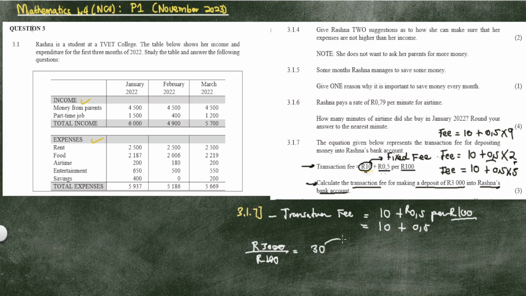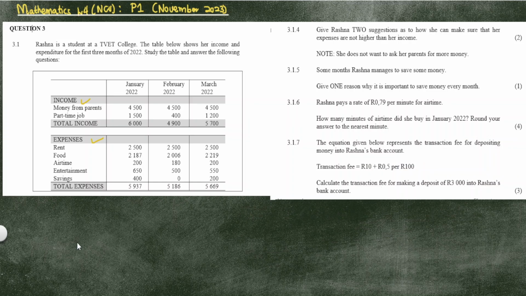So we're going to take this and multiply with it here. 30, it's going to be equal to 10 plus 0.5 times 30. Answer, it's 25 rand. So the depositor, she's going to pay how much? 25 rand as a deposit fee in total. All right.